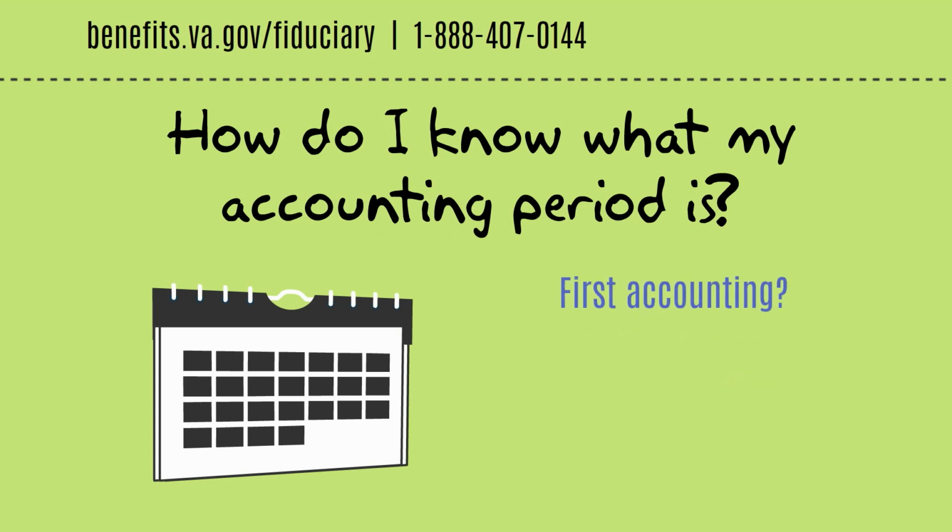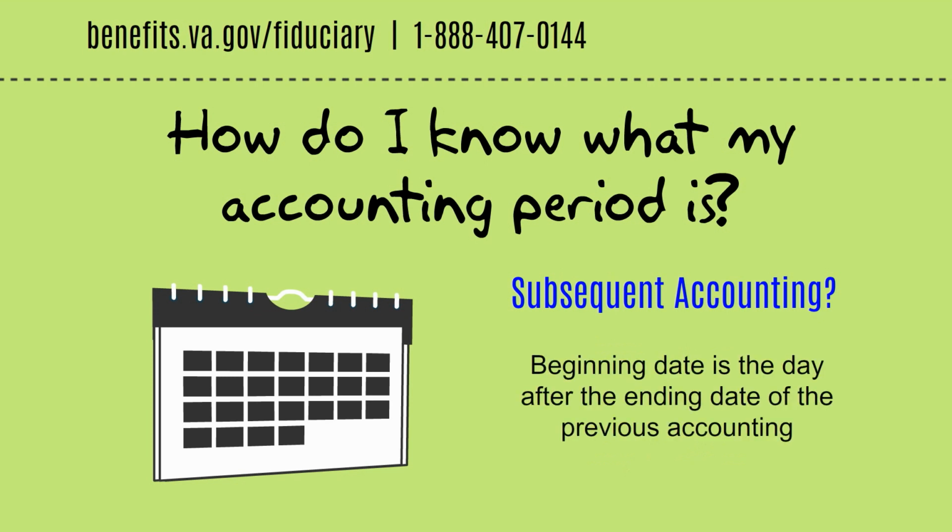If this is your first accounting, your accounting will cover the period from the date you were appointed as fiduciary. So let's say that you were appointed as fiduciary on June 1st, 2014. Your first accounting would be due on May 31st, 2015. If this is your second or any subsequent accounting, look at the end date on your previous accounting. The following day will be the first day of this accounting, and it will end 365 days after.